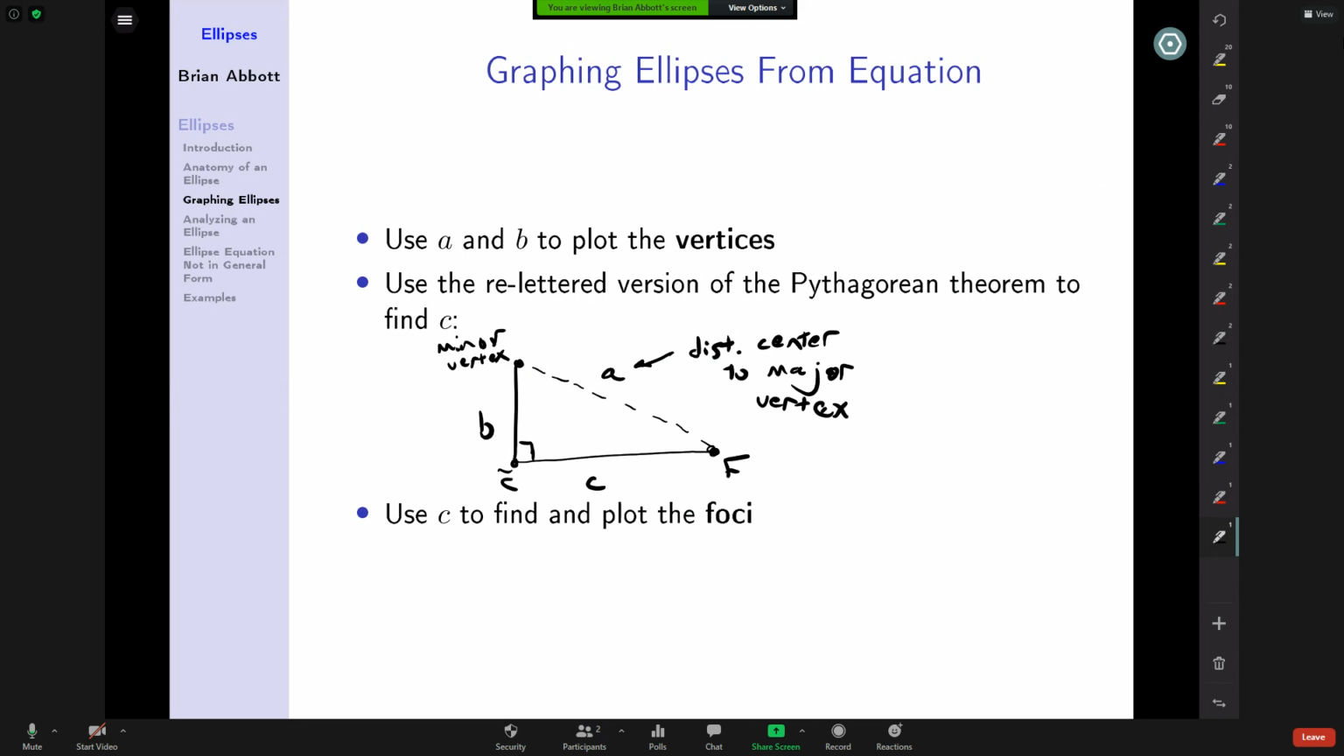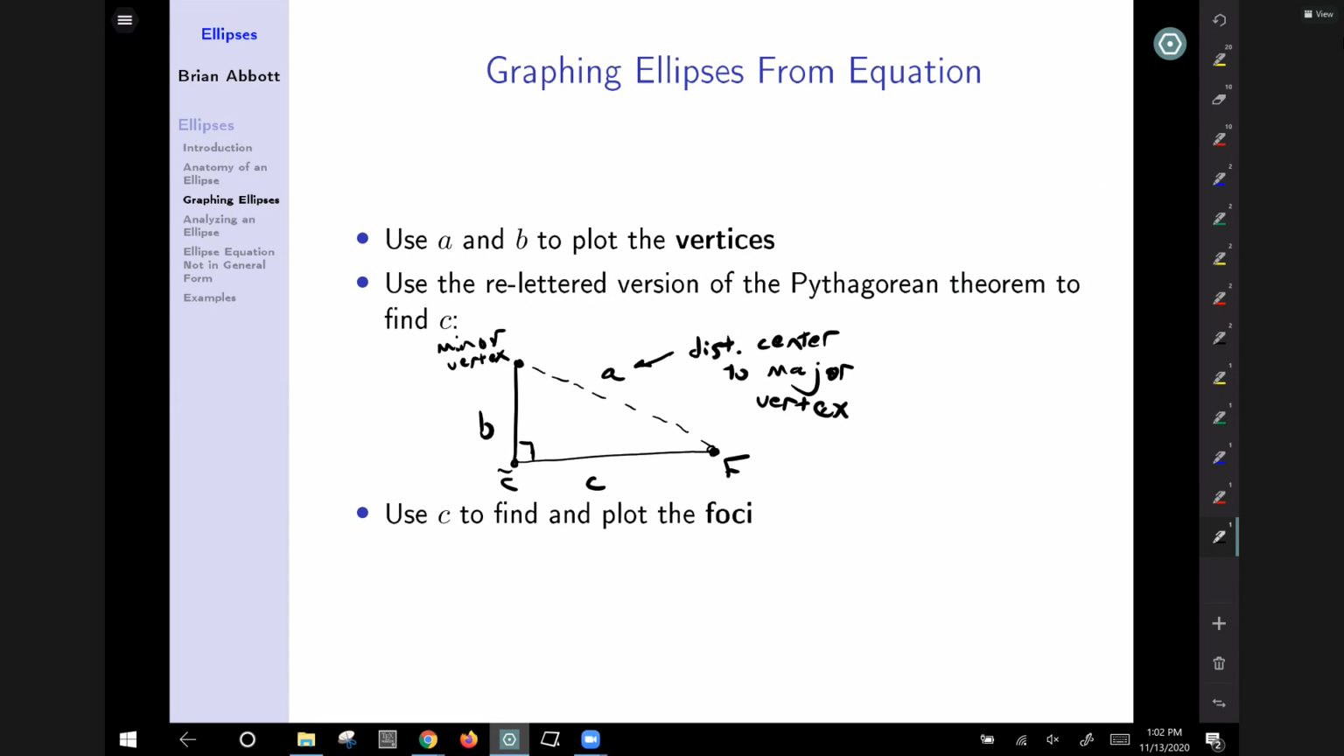All right, next, let's take a look at how to graph an ellipse from an equation. In general, if you're given the equation, you'll have x minus something squared over a squared, and y minus some center number squared over b squared. You'll be able to identify a and b from the equation.